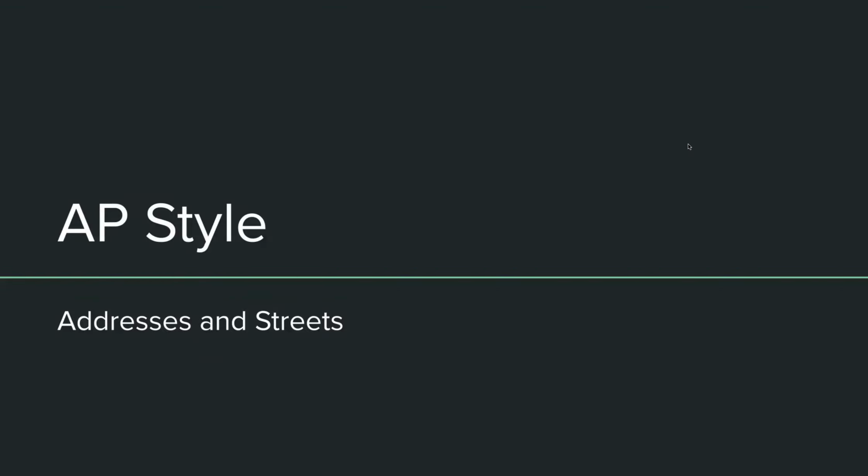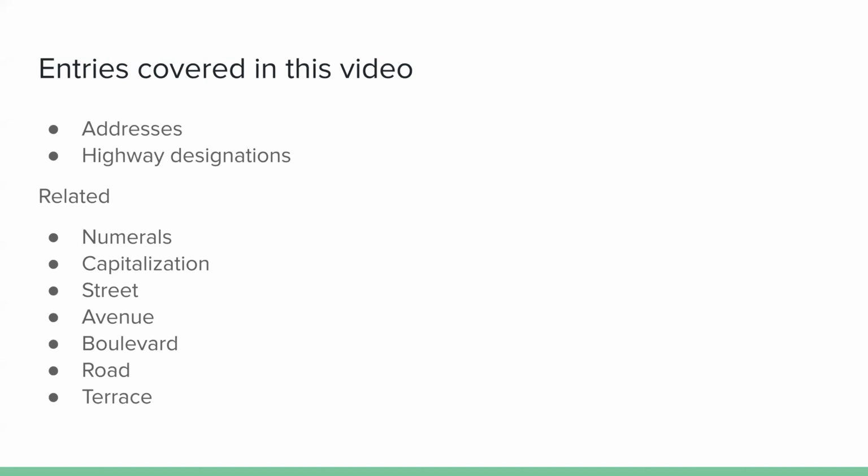In this video, I will talk about the Associated Press style rules for addresses and streets. We'll talk about two AP style entries, addresses and highway designations. Some related entries that you may want to look at include numerals and capitalization.